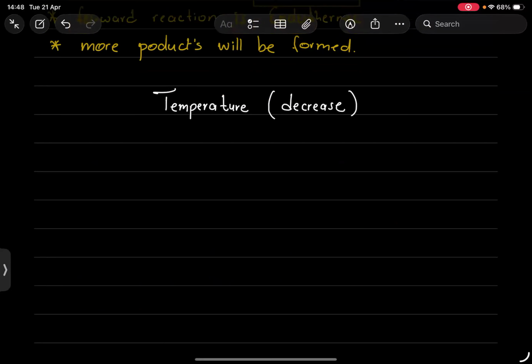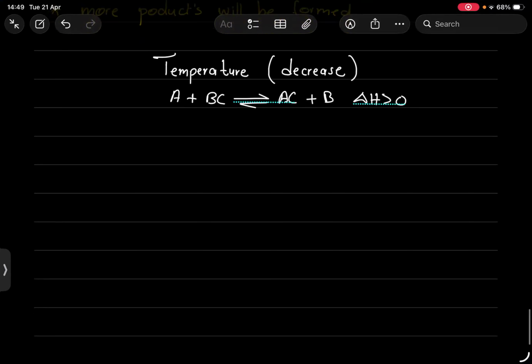If we have A plus BC equals AC plus B, and the enthalpy is greater than zero, right? So remember, now the temperature is decreased.